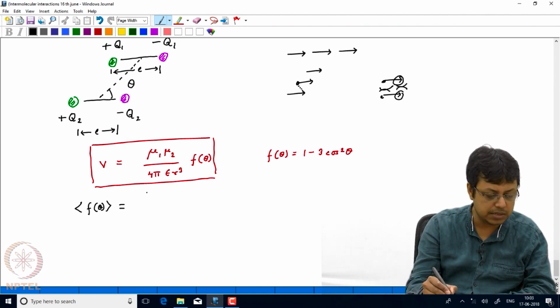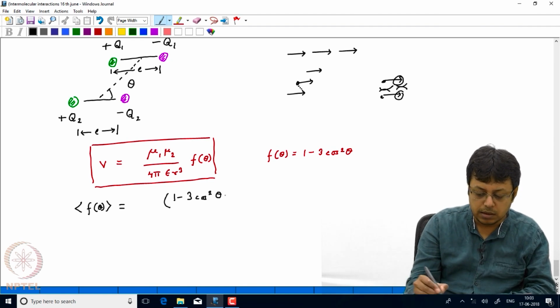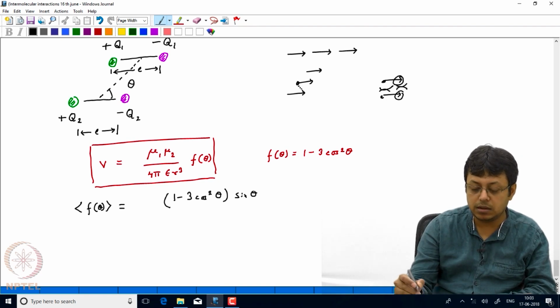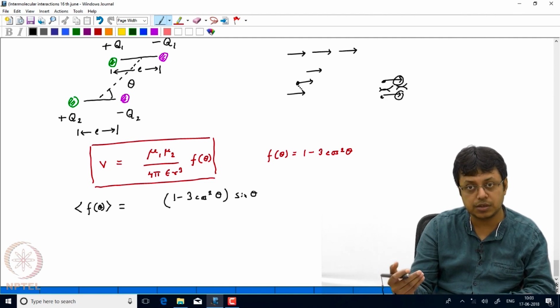Now if I want to calculate the average probability, we have to integrate over the orientation. So this is 1 minus 3 cos square theta, that is the function, and then we have to integrate over all possible angles. Again, we are not considering how the interaction potential between these dipoles is varying, but ideally one can consider that potential and then introduce a Boltzmann distribution or something like that.